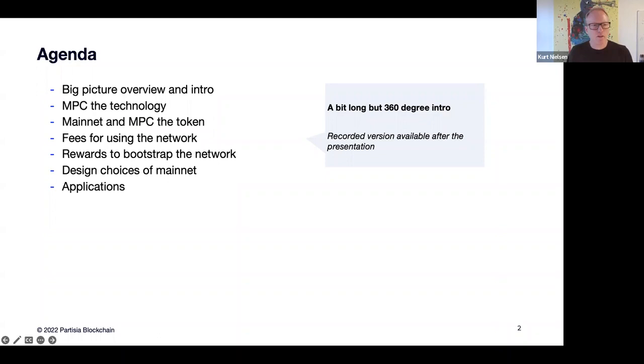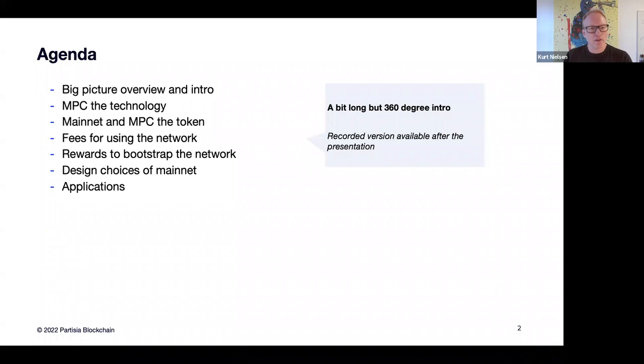I'll start out with a big picture overview of what we're actually trying to solve for. Then I'll talk about MPC, the technology. And I will talk about mainnet and MPC, the token. Then a little bit about what it actually costs to use the network, the fees that you pay when you use the network, and also the rewards, which is an additional payment for the utility that the node operators bring to the network.